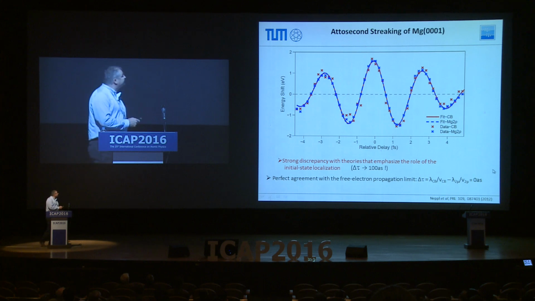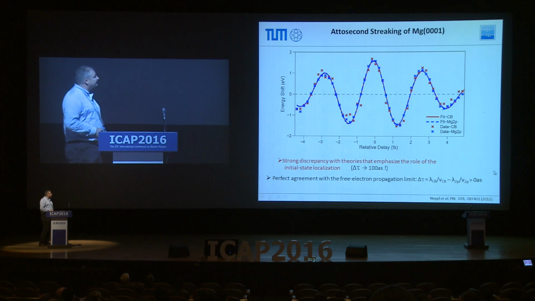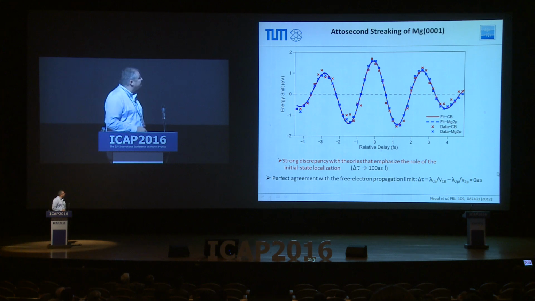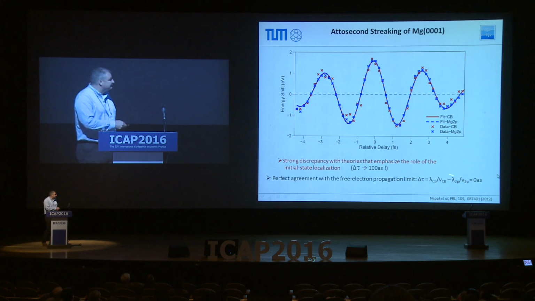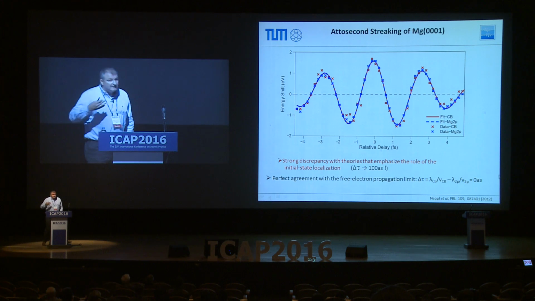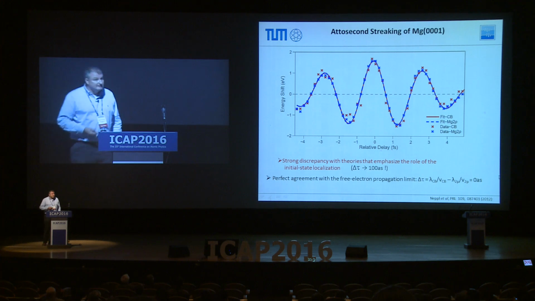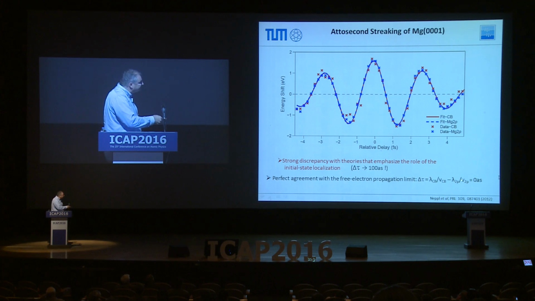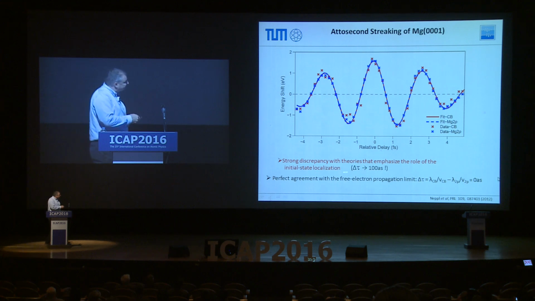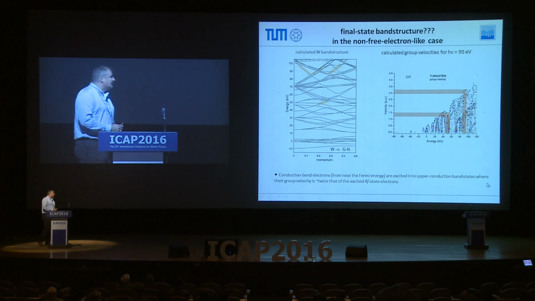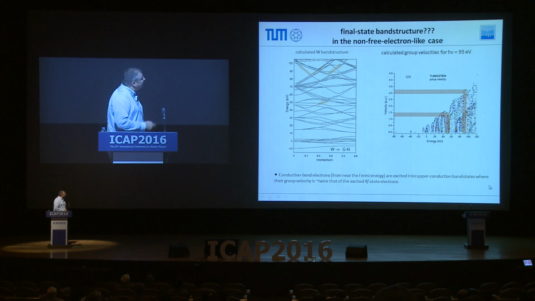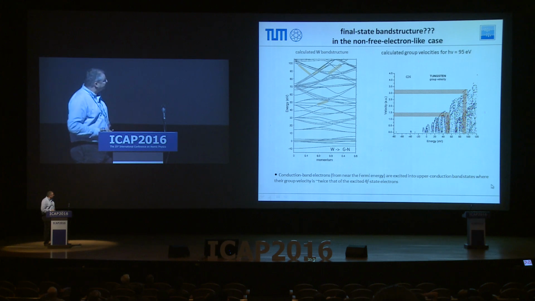And what we found out is that the delay of the conduction band and core level electrons in magnesium vanishes, which is in perfect agreement with the free electron propagation limit, because the difference in the penetration, in the depth of the inelastic mean free path, and the difference in the speed cancel out completely. So this is in discrepancy with theories that emphasize the role of the initial state localization. But now we have the difficult job to see what is the influence of the band structure.